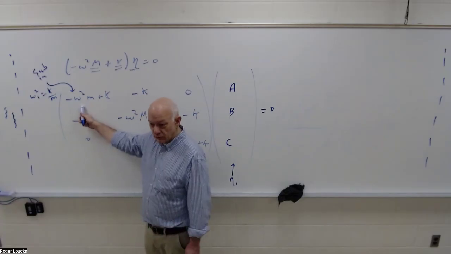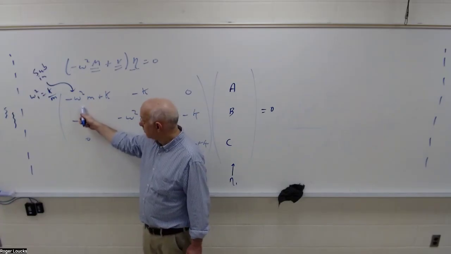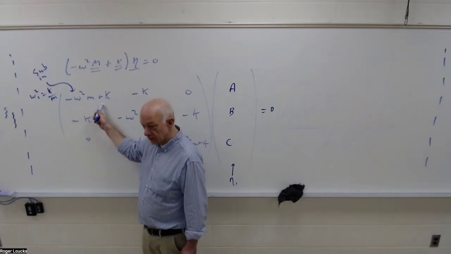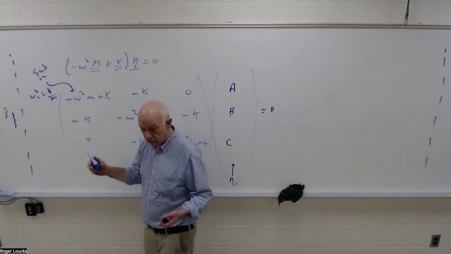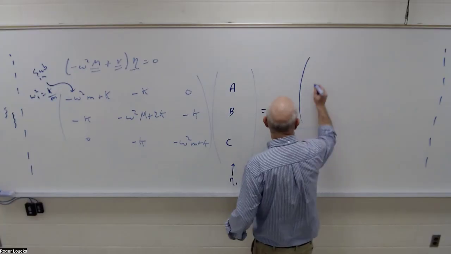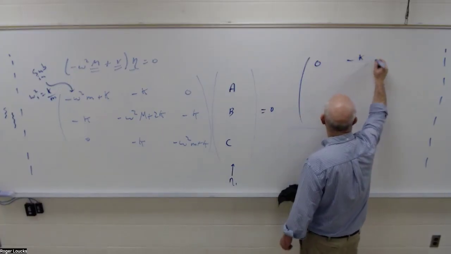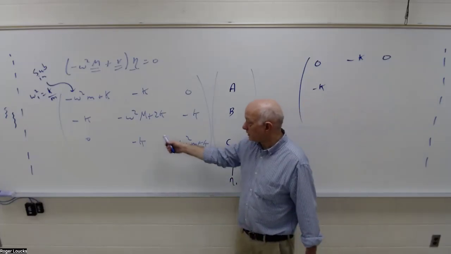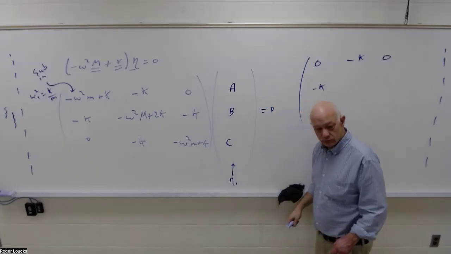I'm running out of room. Okay, so the m cancels, leaving negative k minus k, which is going to cancel, giving 0. So I'm just going to write 0. This is going to give me 0, minus k0 minus k. What does my buddy here do?